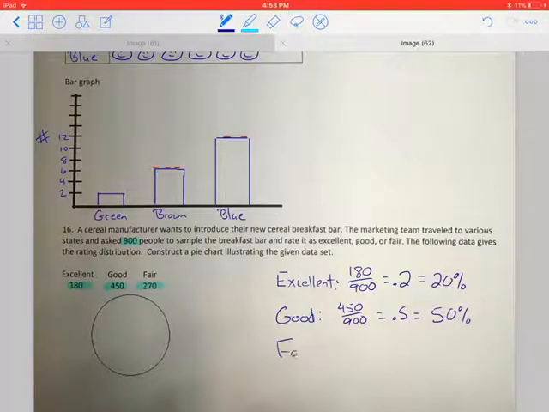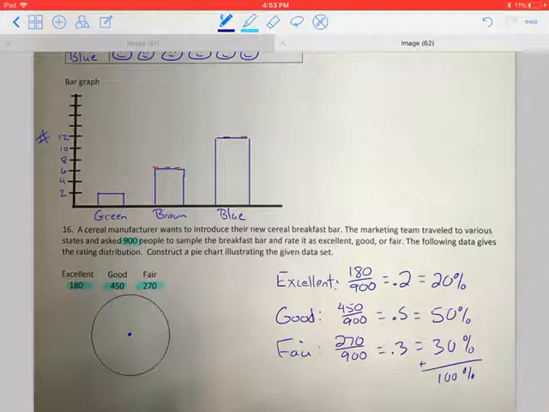And then finally we have fair. 270 out of 900 ranked it fair. And that comes out 0.3 or 30%. Now we should get all of these added up to 100%, so that's kind of a check. So on my circle graph, I'm going to kind of eyeball the middle. Now we know that 50% would be exactly half, so I'm going to start with the 50%.